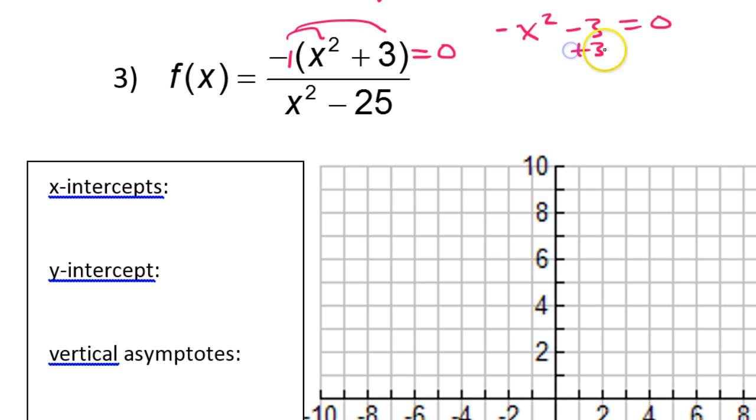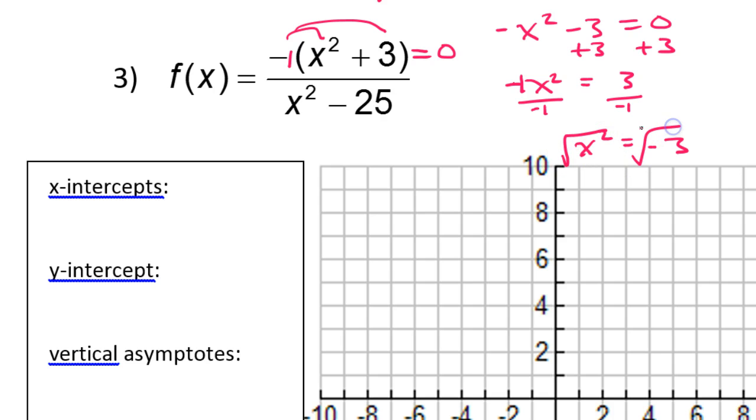Then I would add 3 to both sides. So now I've got negative x squared is equal to 3. Now this is like a -1, so I will now divide both sides by -1. And that's going to give me x squared is equal to -3. Now if I try to unsquare this by doing the square root, I've got the square root of a negative number. Okay, that's imaginary. That's going to give me x is equal to positive or negative i radical 3.